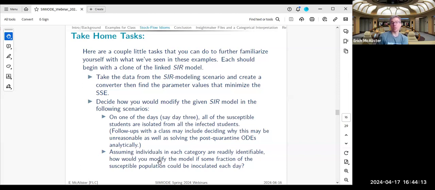And then the other thing is, what would you add to the Insight to account for starting to vaccinate some percentage of the susceptible population each day? I think if you work through these, you'll get a pretty good feel for how you could have students working through scenarios with Insightmaker.